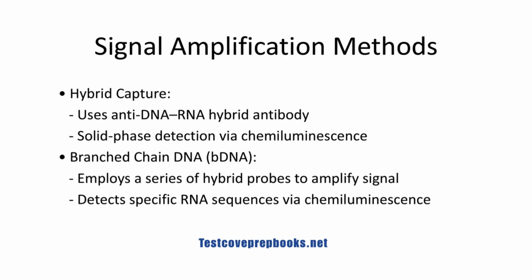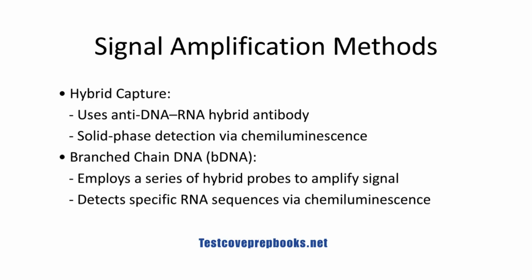Now let's consider signal amplification methods. Unlike probe amplification, these techniques do not amplify the target itself, but instead amplify the signal that indicates its presence. The first method is hybrid capture. This uses an antibody that recognizes DNA-RNA hybrids. The process is conducted on a solid phase and employs chemiluminescence to generate a measurable signal.